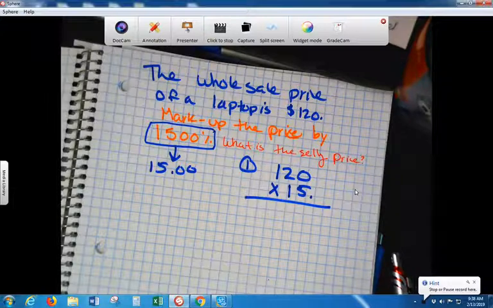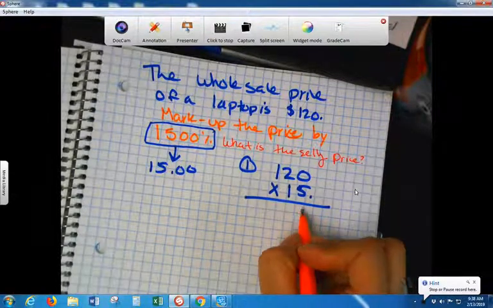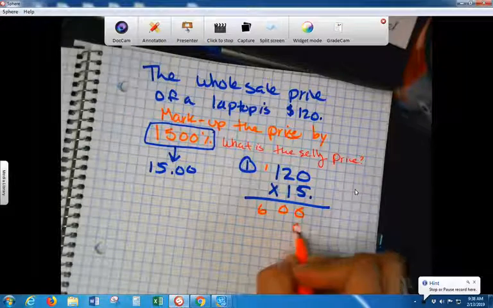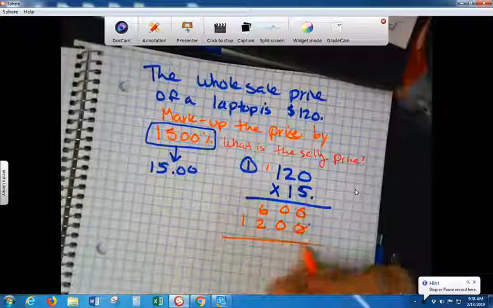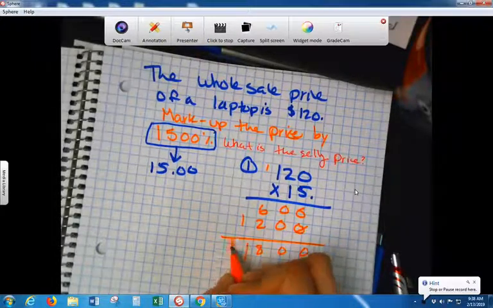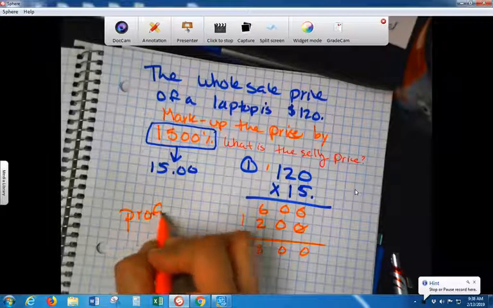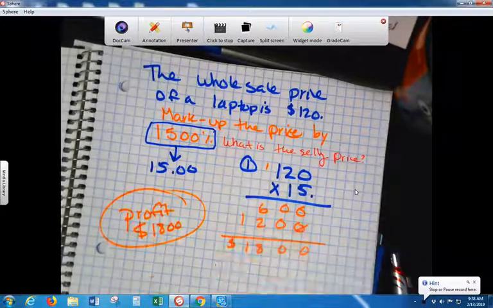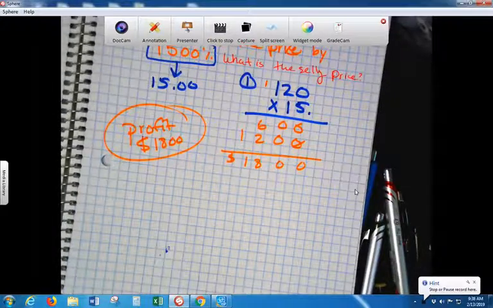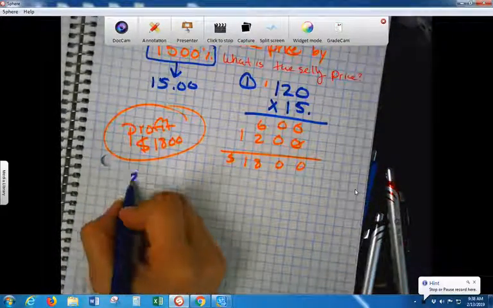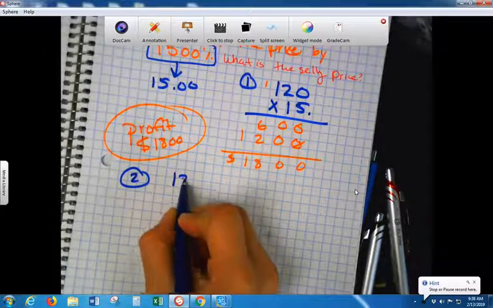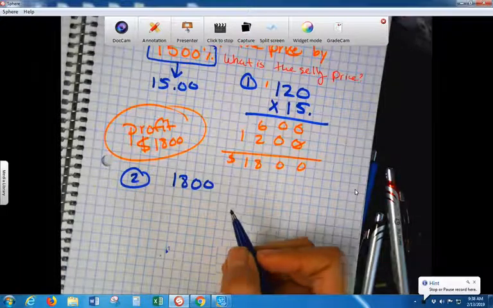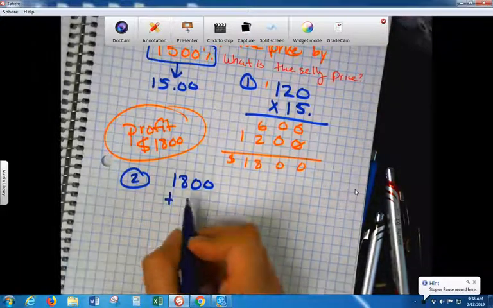Alright, let's multiply this. So my profit is $1,800. Boy, that's a lot. Am I done? No. Gotta add it now. Now, I'm going to put this number on top because it has more digits. What am I going to add to this number? 120.